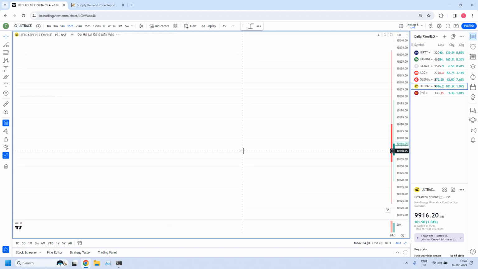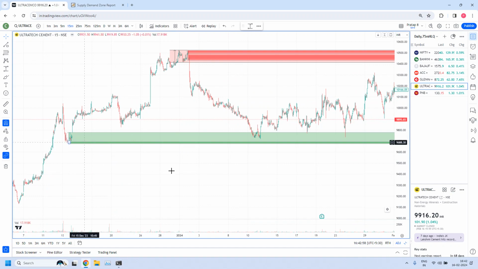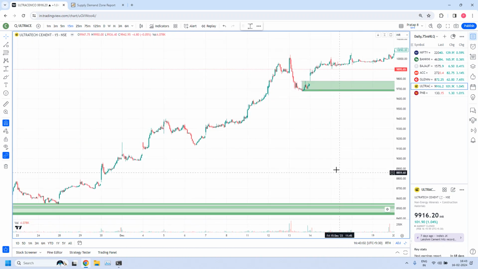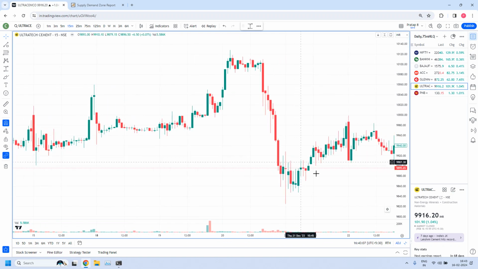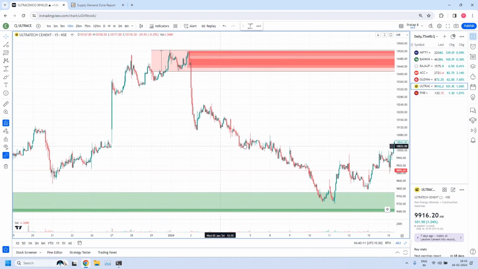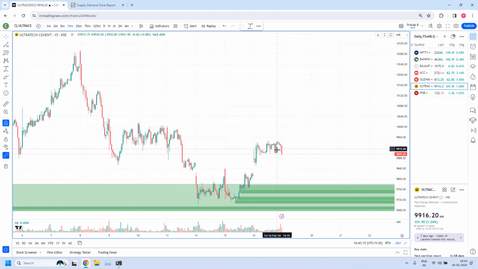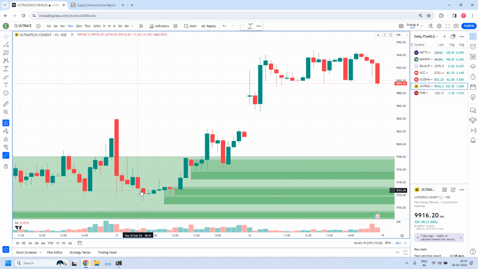Apart from this, a few more 15-minute zones we have drawn. This is the first 15-minute zone, and the next 15-minute zone we have drawn here. Recently, prices entered into this zone. That is the 15th February.